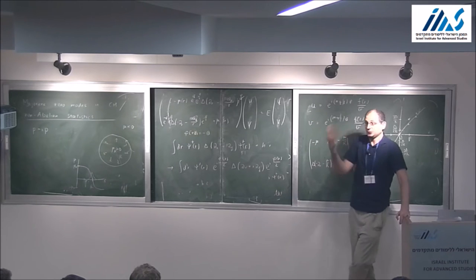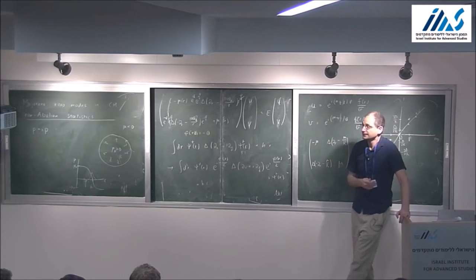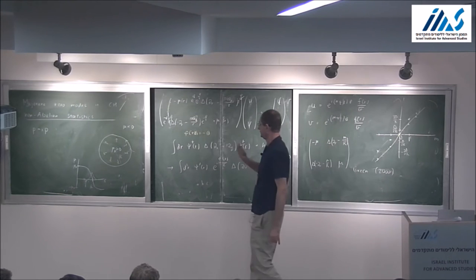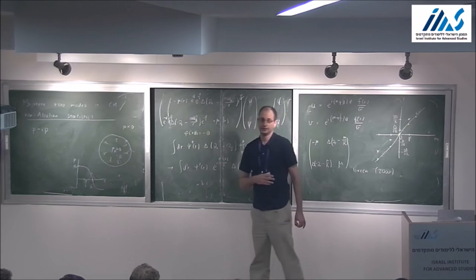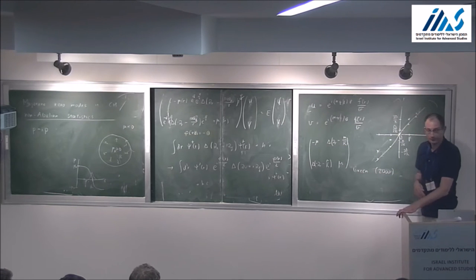Okay, so now if the total number is even, if you find one which is exactly at zero, there actually has to be another one exactly at zero. Okay, there's no way around that. Otherwise, if there's only one at zero, then there would be one at non-zero energy which doesn't have a partner.